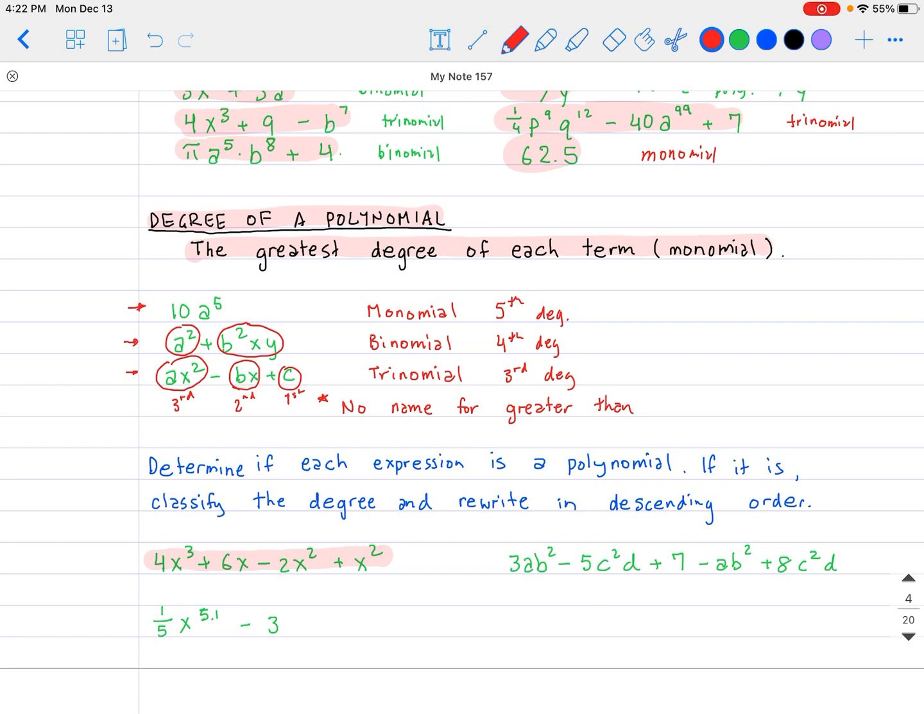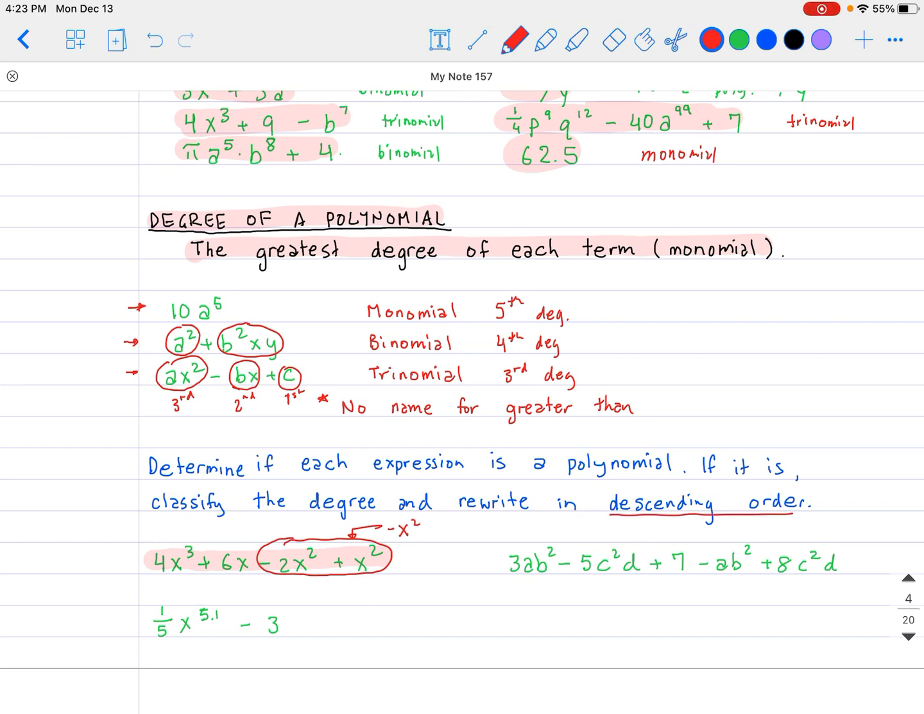Now, something that you might not notice is that the last 2 terms over here are actually kind of the same, because they're like negative 2x squared and then plus x squared. So that's like saying minus 2 apples plus an apple. You can combine those 2 terms together. To be a little bit more specific, these 2 terms, we can combine into negative x squared instead.